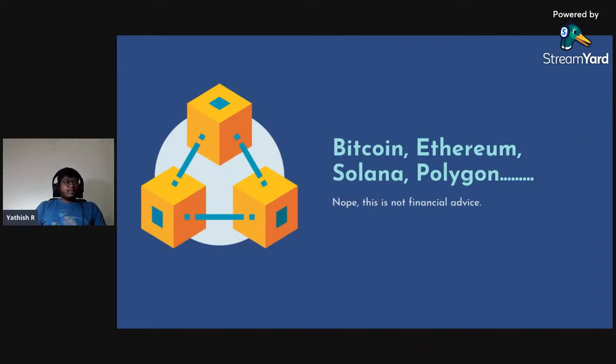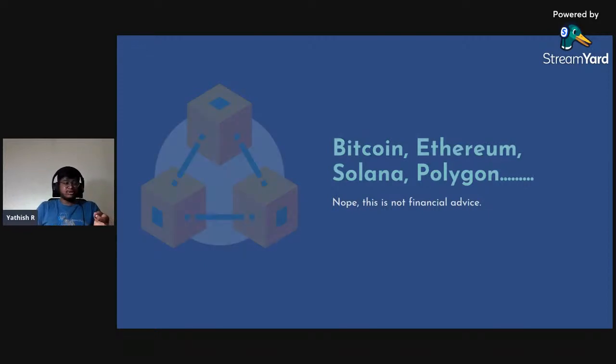Bitcoin, Ethereum, Solana, Polygon. So this is not going to be financial advice. I'm telling you guys this. I'm not going to tell you these are the coins that you have to invest in or whatever it is. So this is not financial advice. This is basically telling you what kinds of networks are available for developers to use in the future.